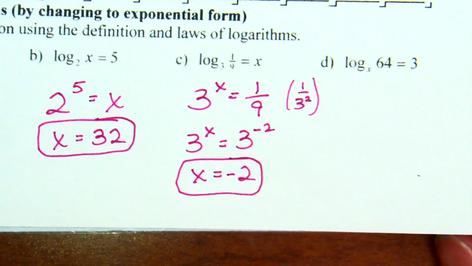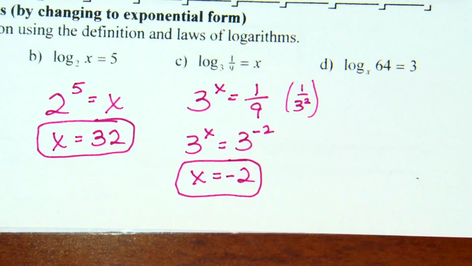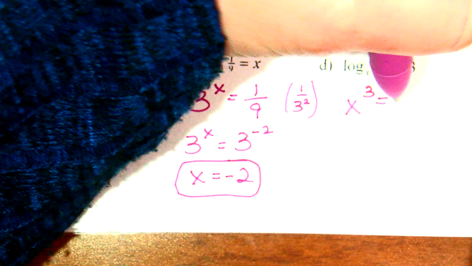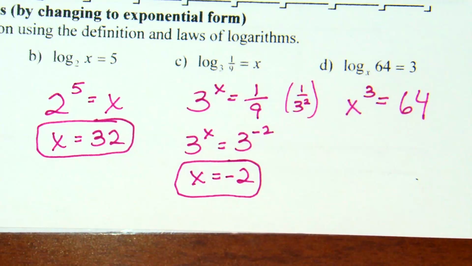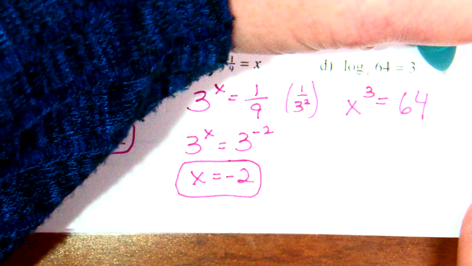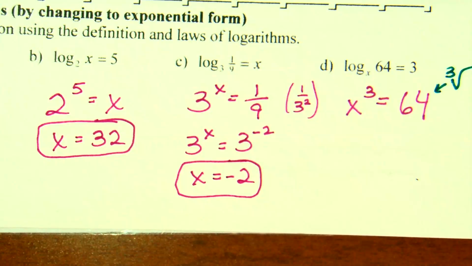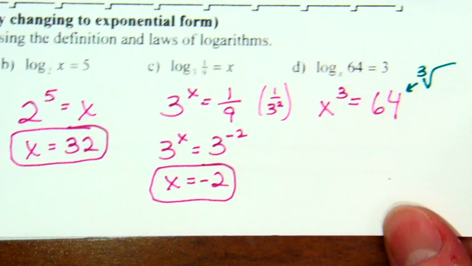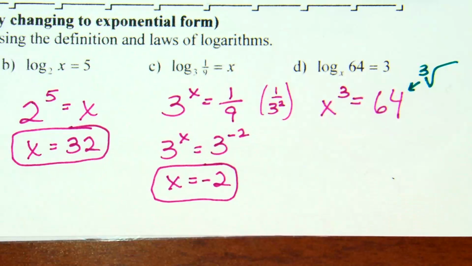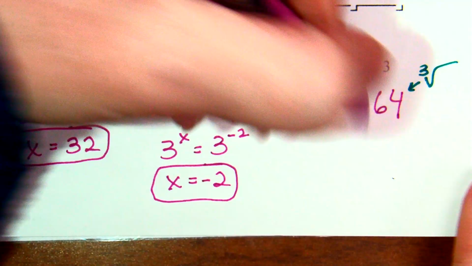Okay, one more on this row. Log base x of 64 equals 3. So x to the third equals 64. How do you solve an equation that says x to the third equals 64? One option is to do the cube root. Or, like earlier where we were trying to get the bases the same, we could get the powers the same. 64 can be rewritten as what to the third power? 4. So x to the third equals 4 to the third. Well now, if the powers are the same, guess what? The bases have to be the same. X equals 4.